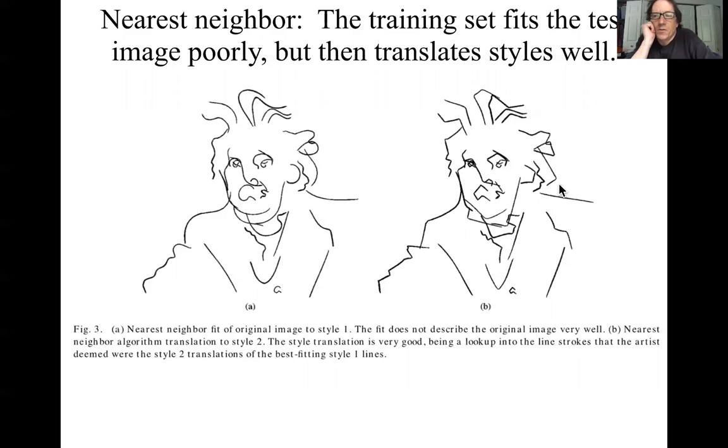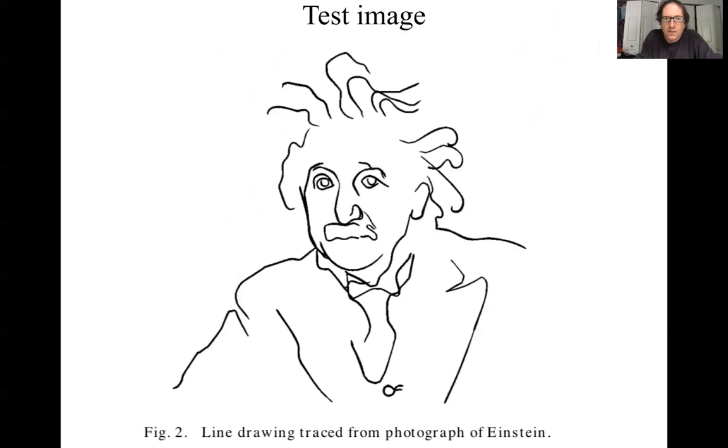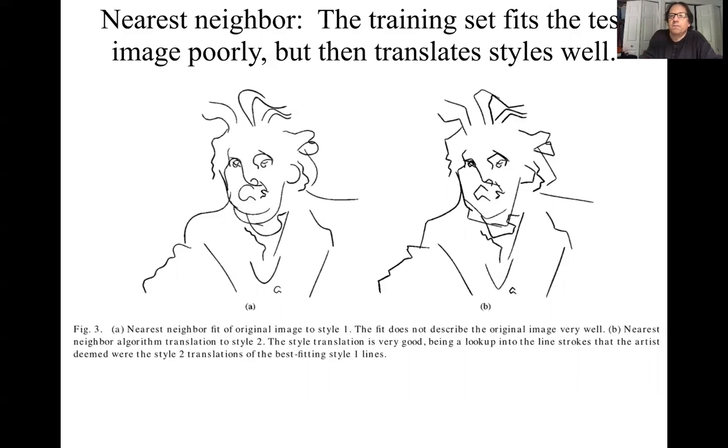So here's the point I want to make with this drawing. The translation works really quite well because it's already been vetted, if you will, by an artist. So each one of these lines was said to translate well into this line. But what doesn't work well is the fitting. So here is what the original line drawing looked like, but then when we fit it with our data set, we can only get a fit that looks this good. And so the nearest neighbor algorithm fits poorly, but it translates well.